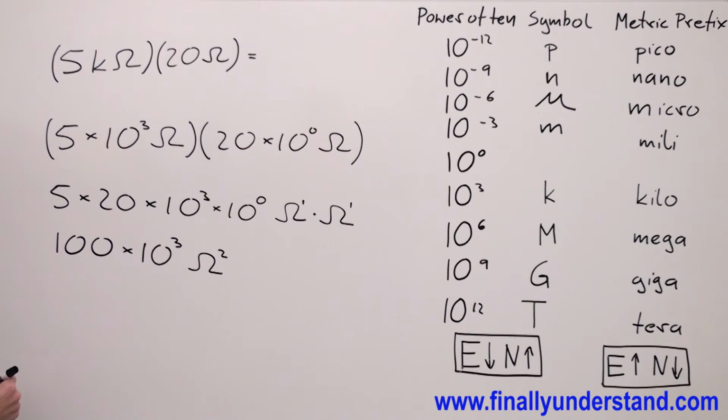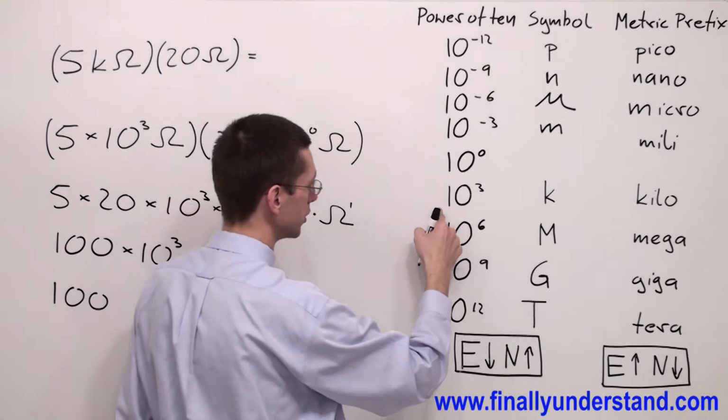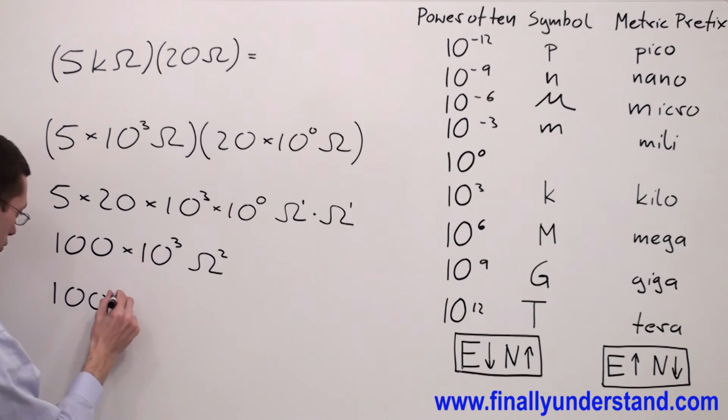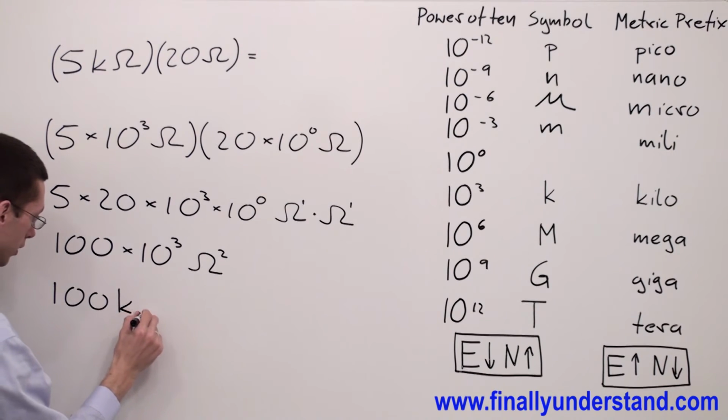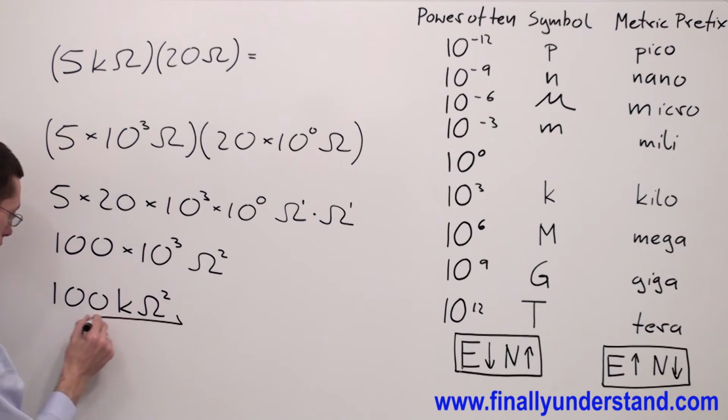I have to express this number in terms of prefix. So I'm going to have 100, and because I have times 10 to the third, this power of 10 is represented by lowercase letter k. So I'm going to write over here k ohms square. And this is the solution to the problem.